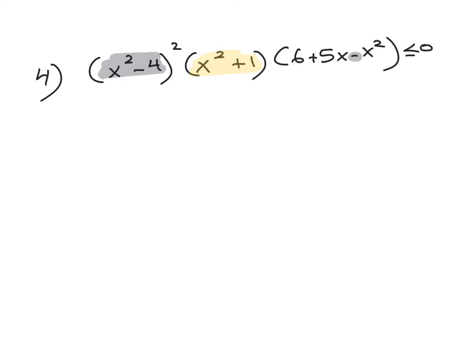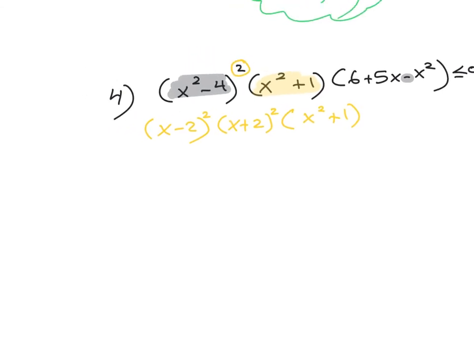So I'm going to start with my first factor, x squared minus 4. This is difference of 2 squared, which is x minus 2 and x plus 2. And since it is raised to the second power, I'm going to put to the power 2 for each one of those. X squared plus 1 cannot be factored further because it will only give me imaginary roots. And for this one, I'm going to factor out the negative and then factor it further. So I'm going to factor out the negative and then fix it.